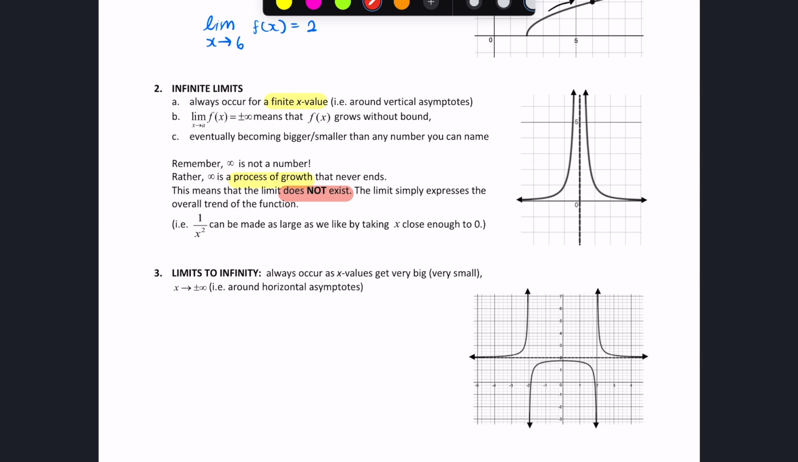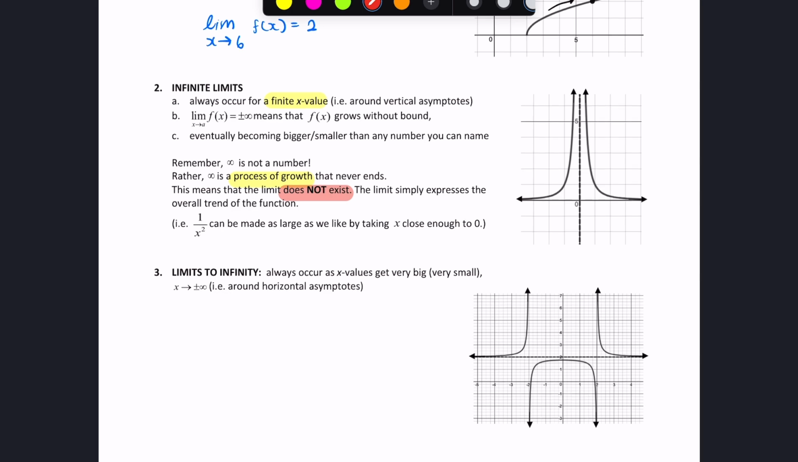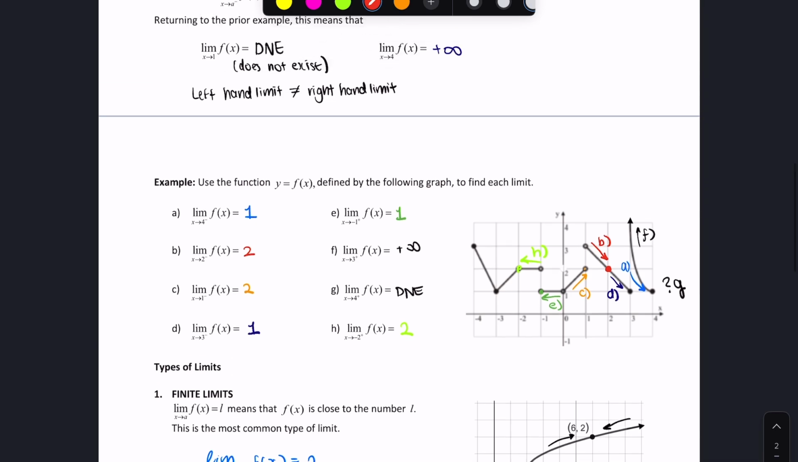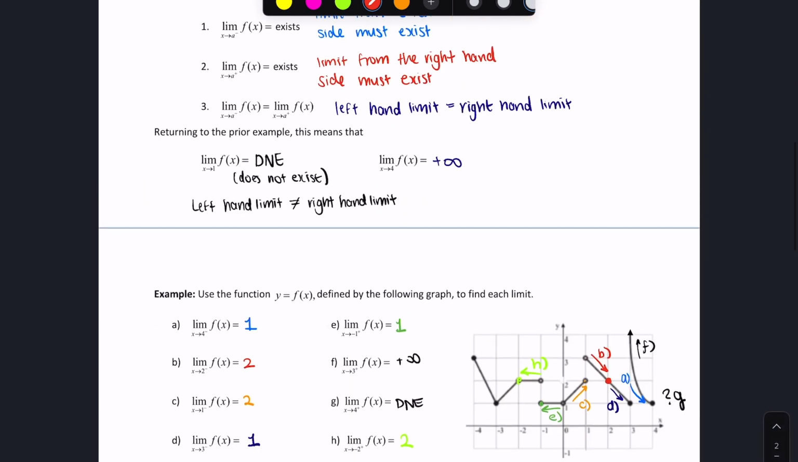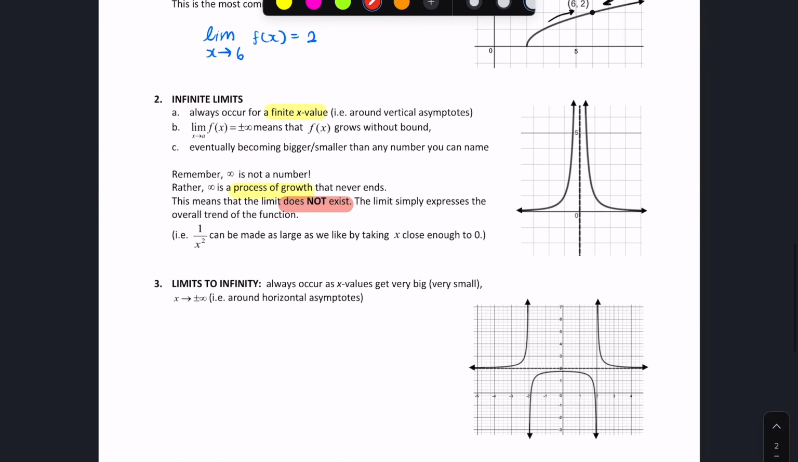A limit simply expresses the overall trend of a function. So remember, if we go all the way back to the very beginning, the limit of a function is not concerned with the exact y value of a function at a given x value, but rather the tendency in the y value. So that's what we're talking about here as well. So for example, 1 over x squared can be made as large as we like by taking x close enough to 0.